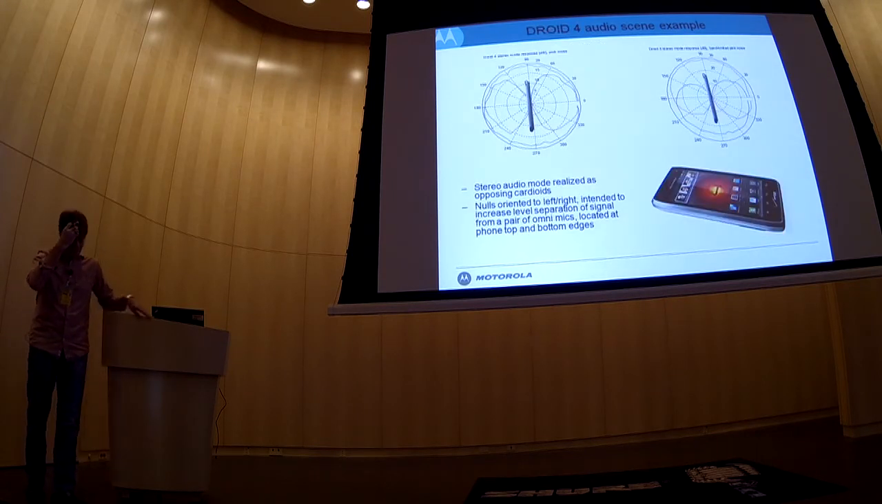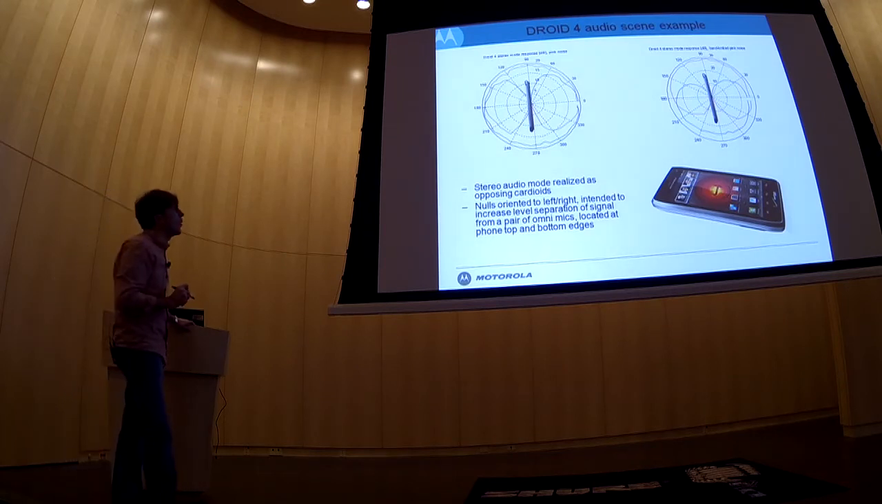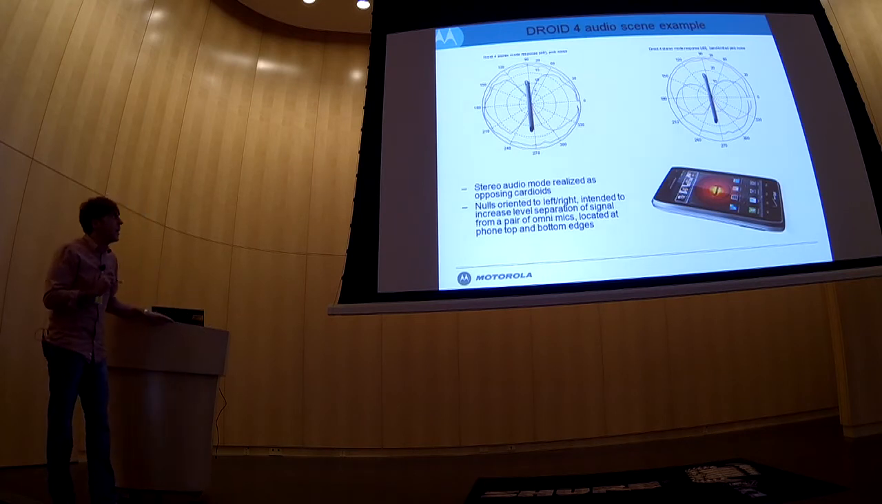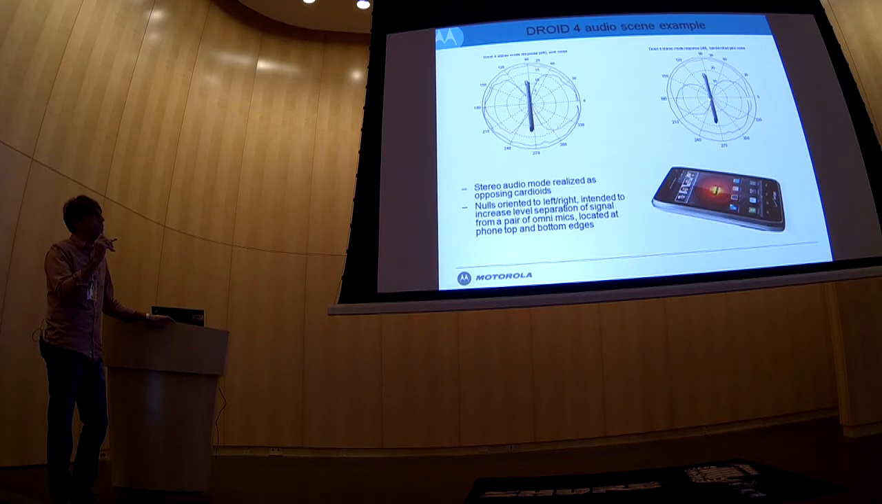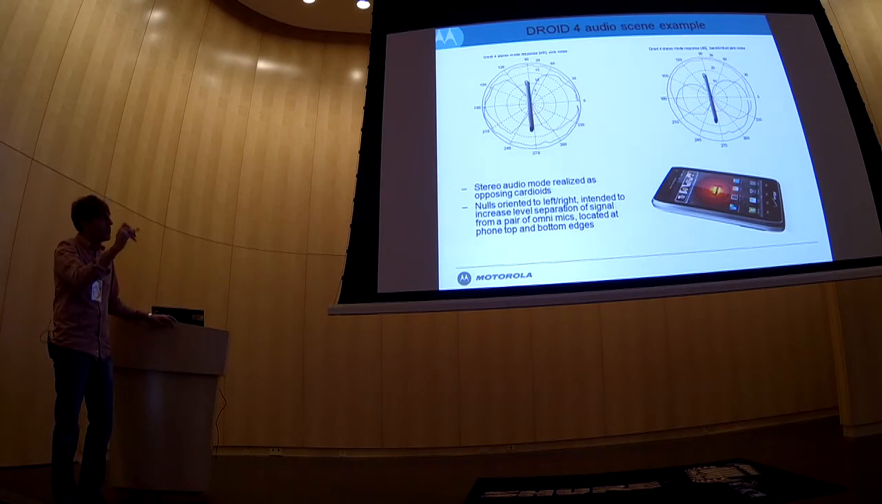Another example of this is a phone called Droid. It's the Droid 4. Droid 4 was a very nice phone to be designing an array due to its microphone location. The microphone location was very much on the edge of the phone, and that makes things a lot easier. So this is the response of the stereo audio mode realization. Basically, we see that we are steering a null to one direction in the left, which would be the right channel, and a null to the right direction in the left channel.